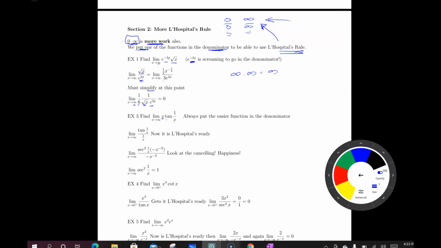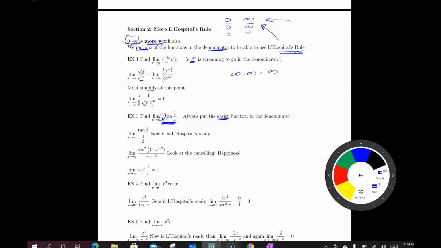Okay, so we need to put one of them in the denominator. Before you just put random things in the denominator, I want you to put the easier function in the denominator. So it's much easier to put x into the denominator. I can't just move it to the denominator as x. I need to keep the same equation, right? I can't change the problem. So if I move x into the denominator as 1 over x, and I multiply by the reciprocal, I get back to here. So x goes in the denominator as 1 over x.